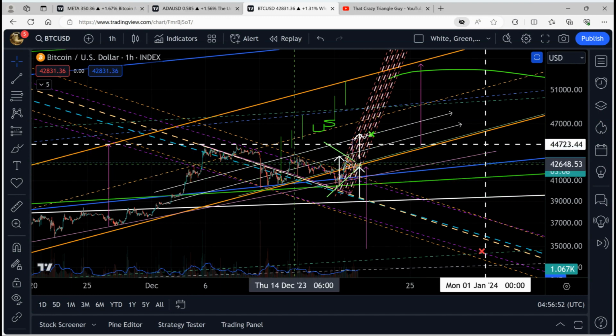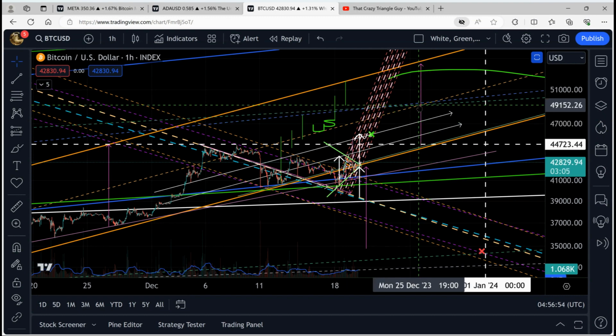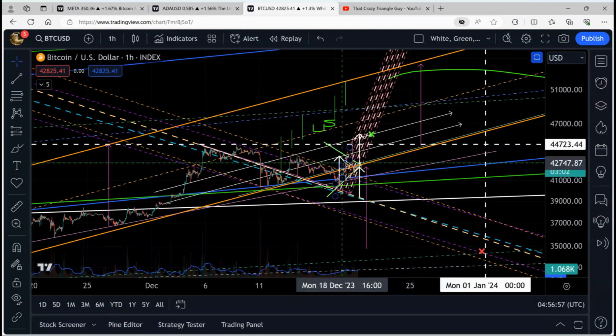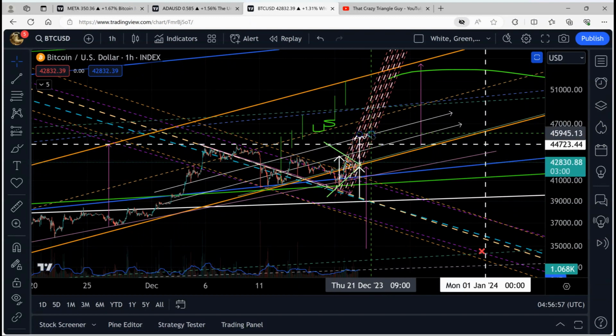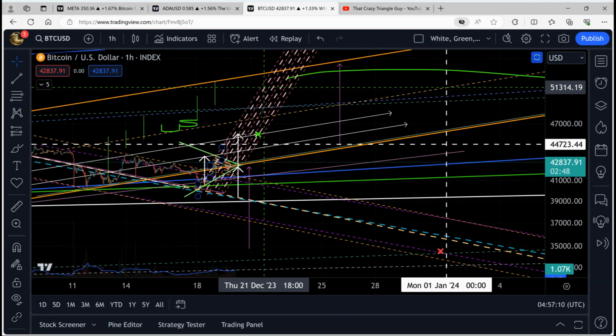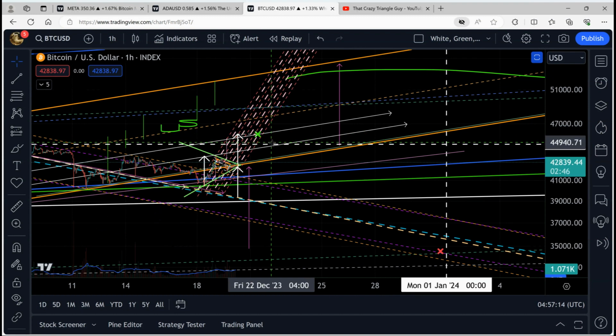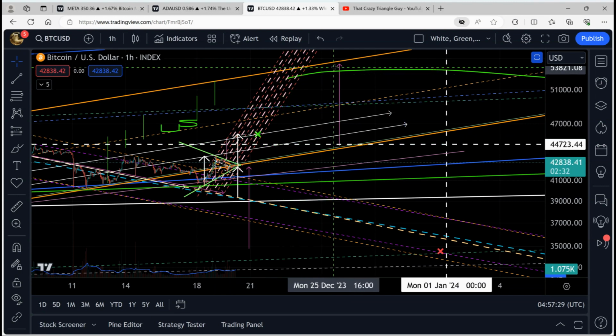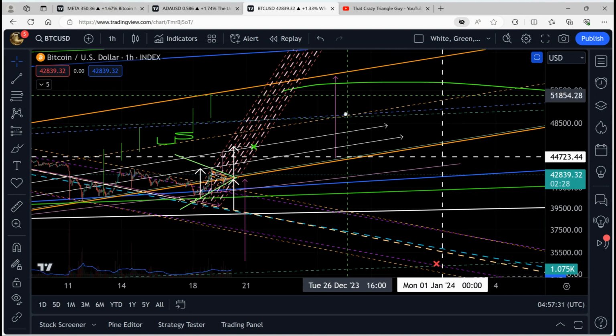So on the other side, the breakout, once we do break out from this green symmetrical triangle, hit our target at this green X at about 45,700. I could see us then coming back down to test 44,700. Remember, it's very, very significant. So I imagine, I don't know, maybe we bounce on it a couple times and then come back up to the top here. And that is being blocked.